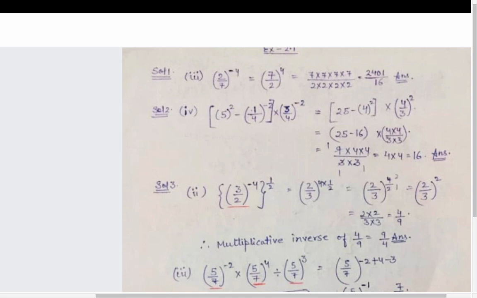Okay. Clear, students? Second question, exactly the same way you must complete it. Let's move to the next question. Question number 3, third question, second part. See what is given.